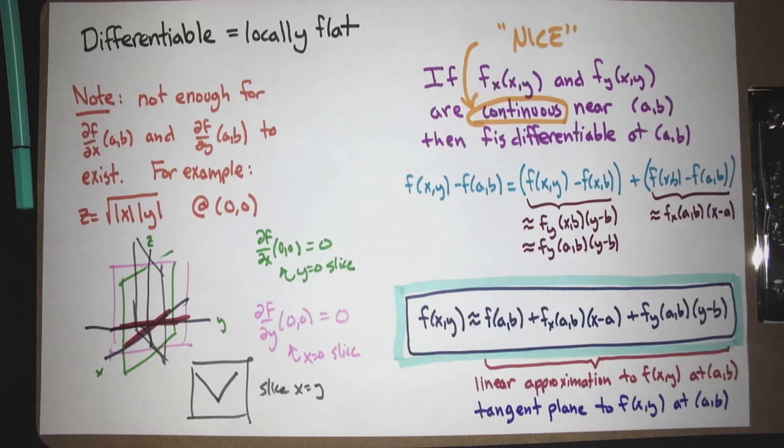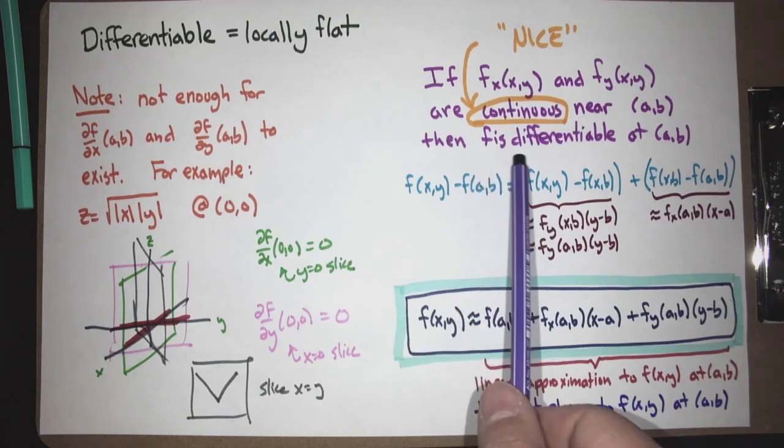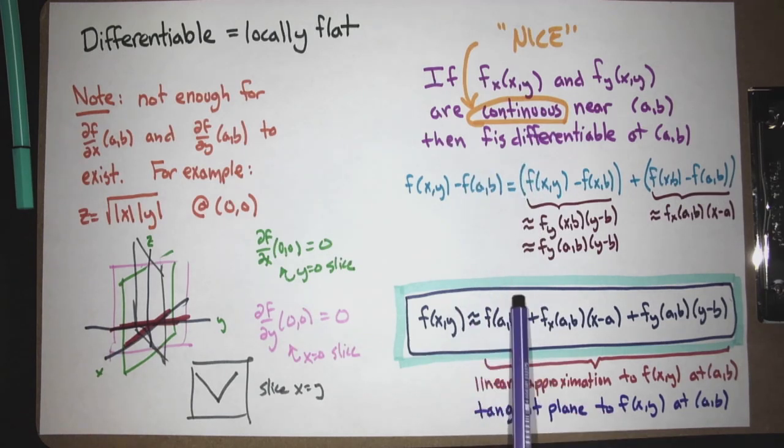And the big punchline is the following. The function f of xy is approximately, moving the f of ab across, the value of the function plus how quickly you're changing in the x direction times the change in x, plus how quickly you're changing in the y direction times the change in y.